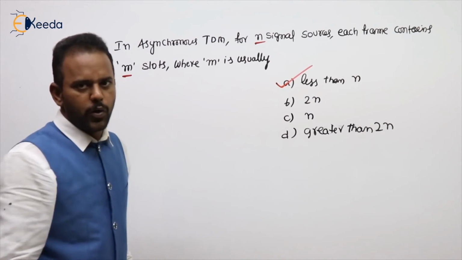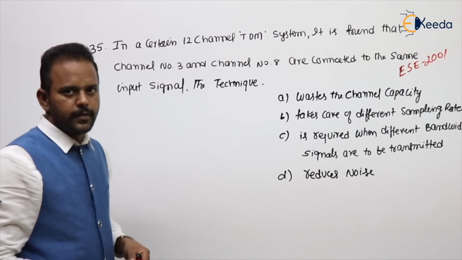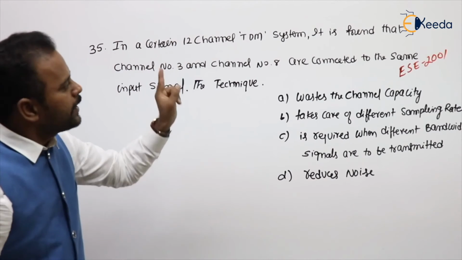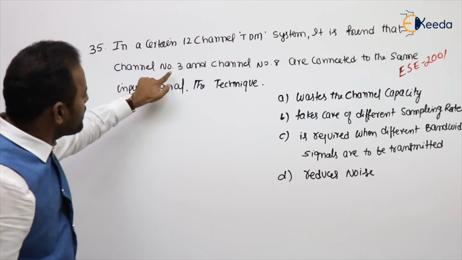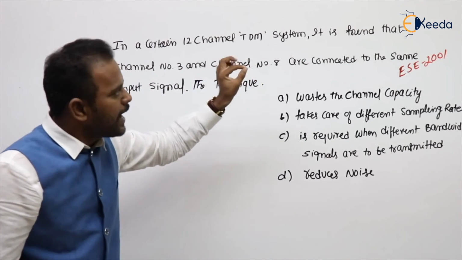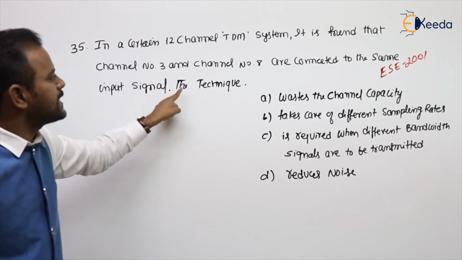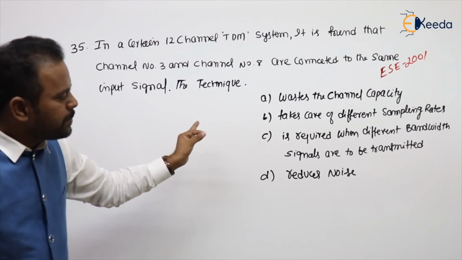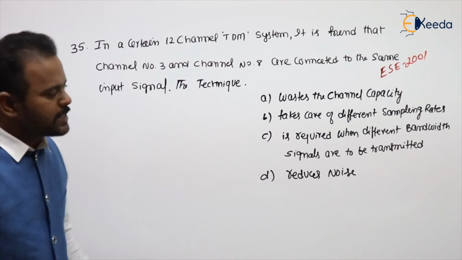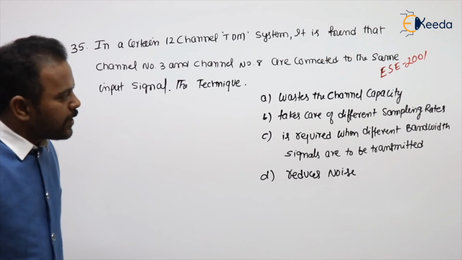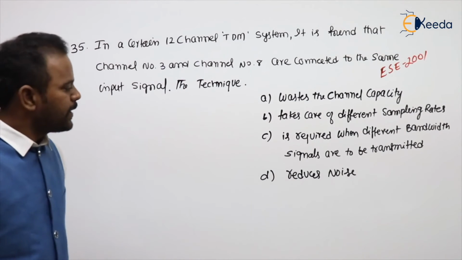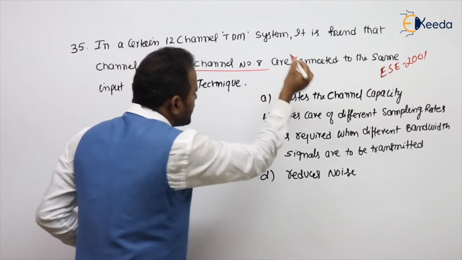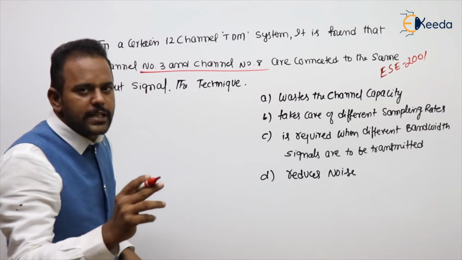Option A, one of the good theory problems. See the next problem. In a certain 12-channel TDM system, it is found that channel number 3 and channel number 8 are connected to the same input signal. This technique: Option A, weighs the channel capacity. Option B, takes care of the different sampling rates. Option C, is required when different bandwidth signals are to be transmitted. Option D, reduces noise.